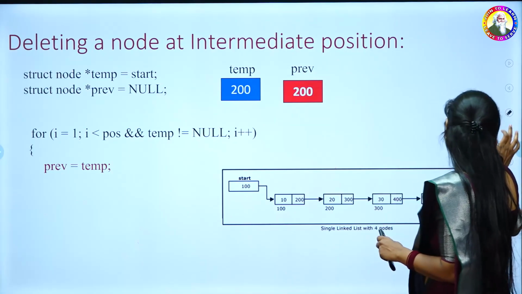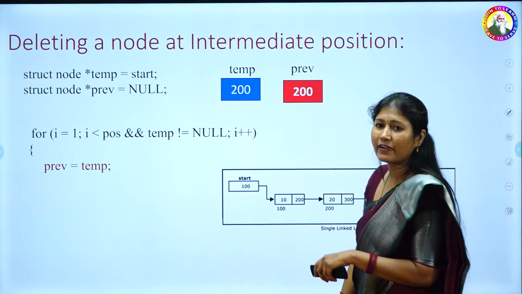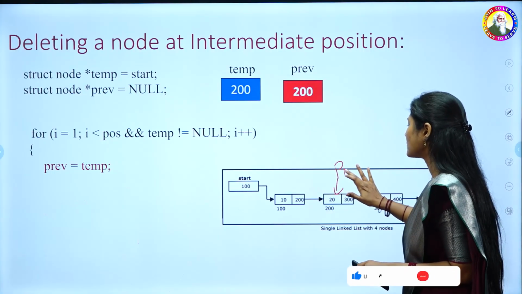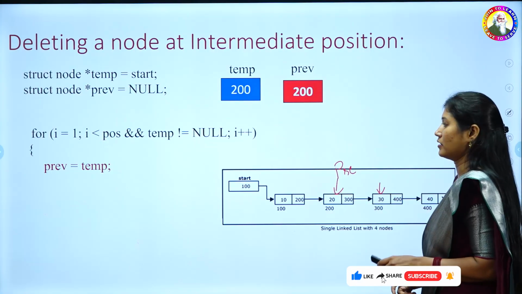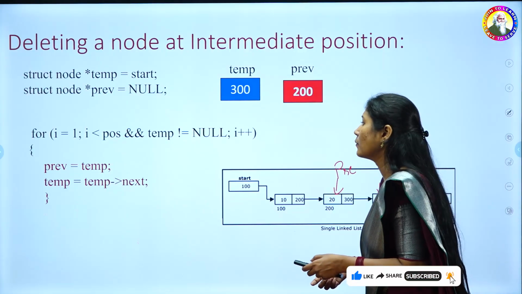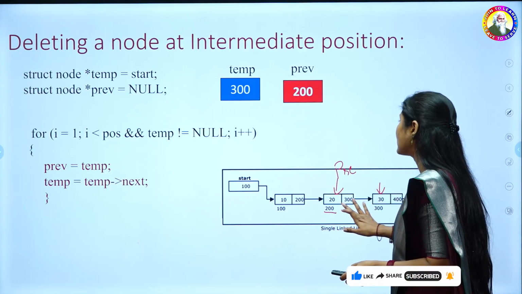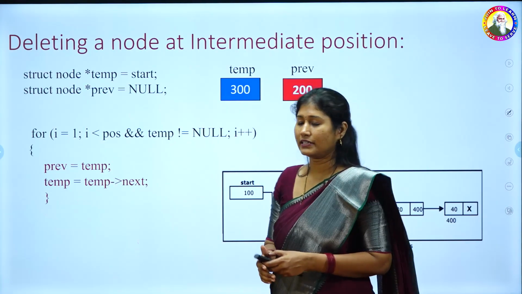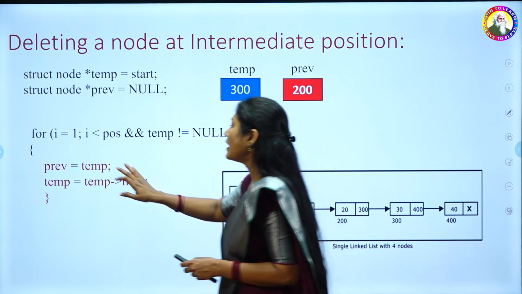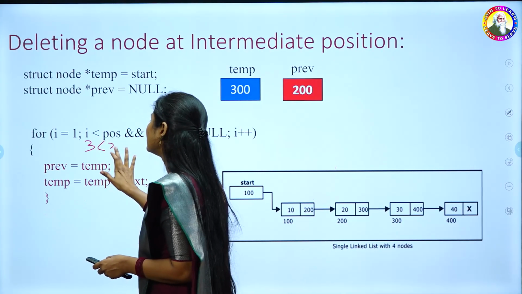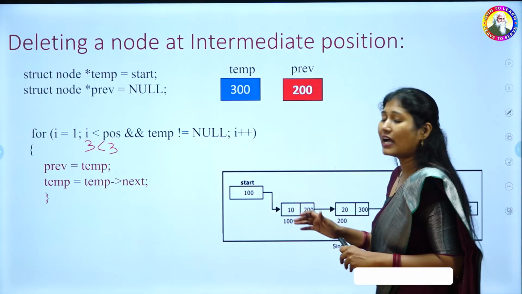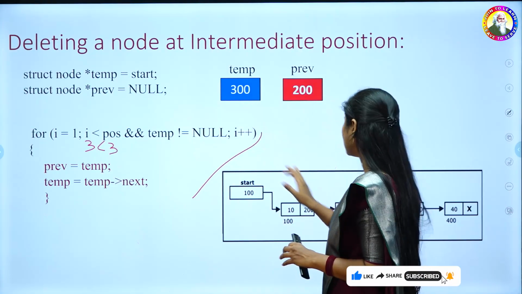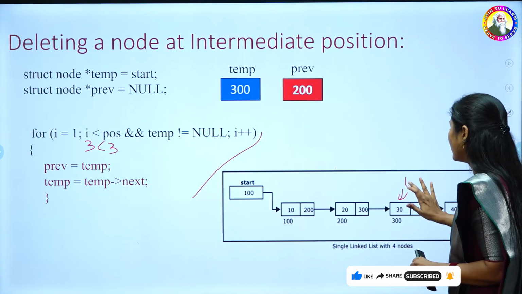Done. After this, I need to again change the temp value. Temp must be equal to temp next. See, this is pointing to the previous one. Now the temp should be here. For that purpose, we need to write temp equal to temp next. 200 next is 300. So now the temp value is changed to 300. Yes, i plus plus. Now the i value became 3. 3 less than 3? No, the condition is not satisfied. I will come out. Before you come out of this loop, you check the values. What is the temp value here? The temp is pointing to this one.